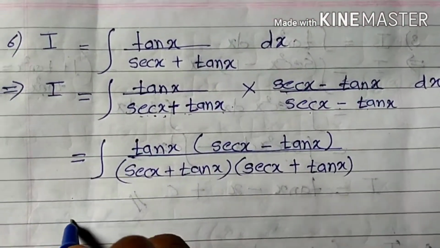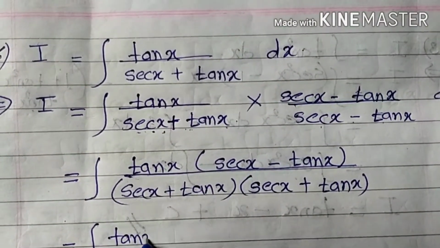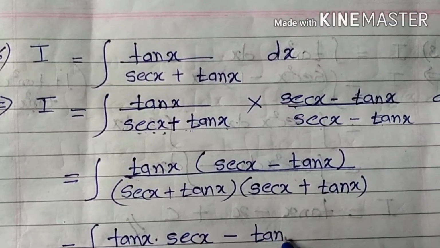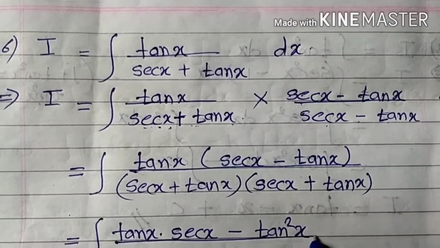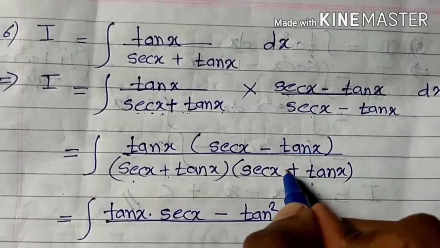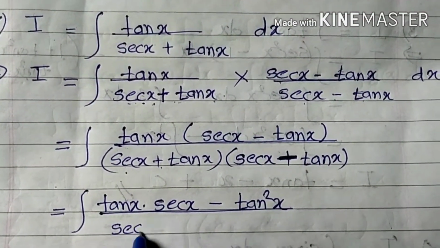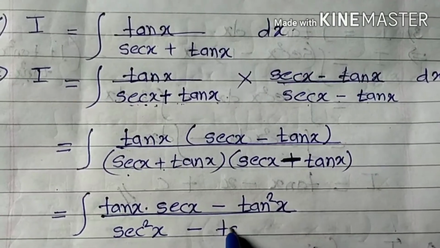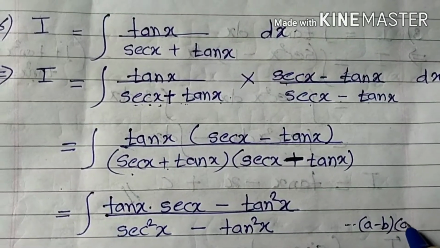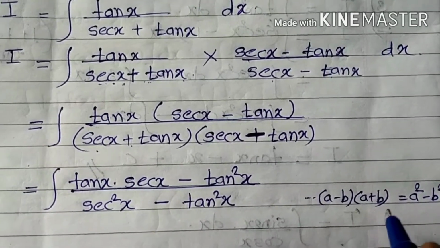So it will become tan x into sec x, tan x into sec x, and here is minus tan square x upon... you can observe a plus b, a minus b. Sorry, here is a minus sign. So it will become a square minus b square. A minus b, a plus b, which is equal to a square minus b square.